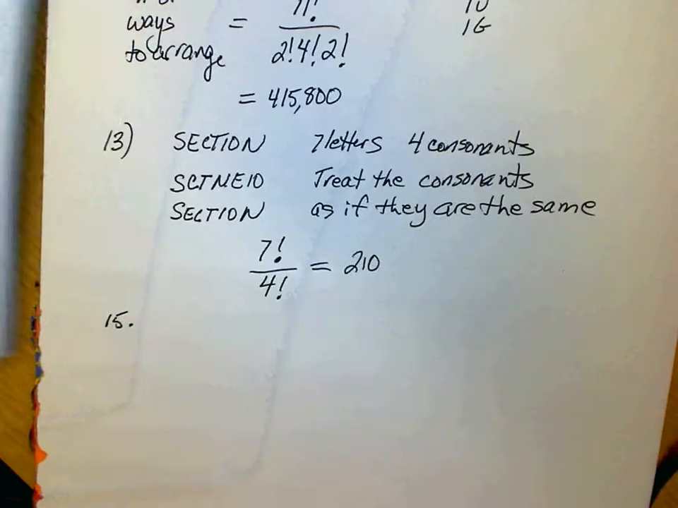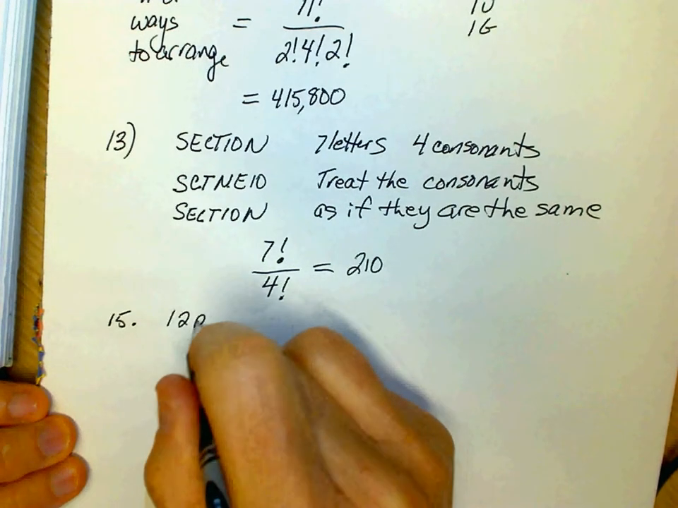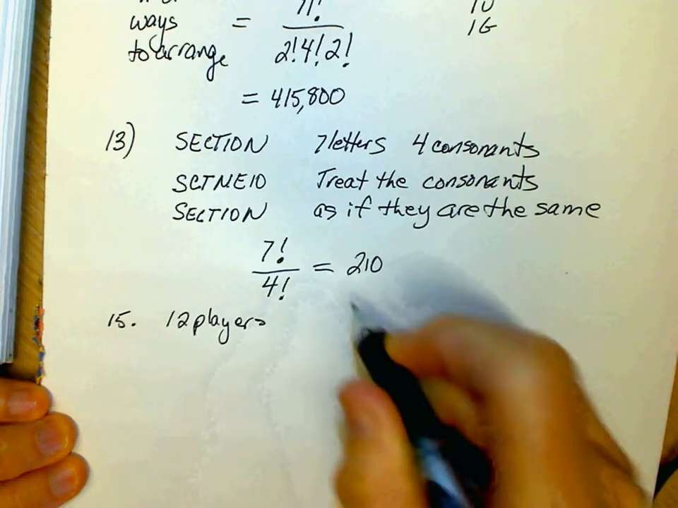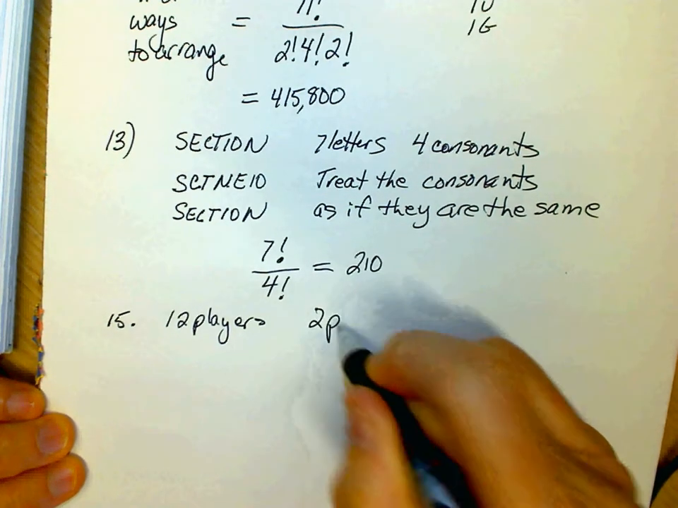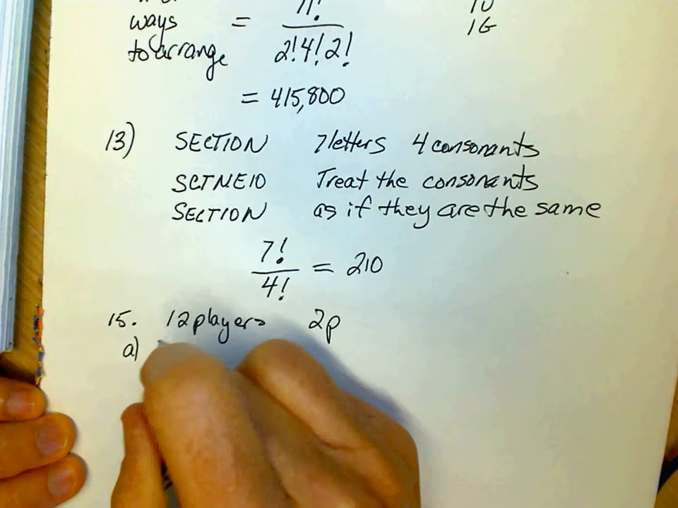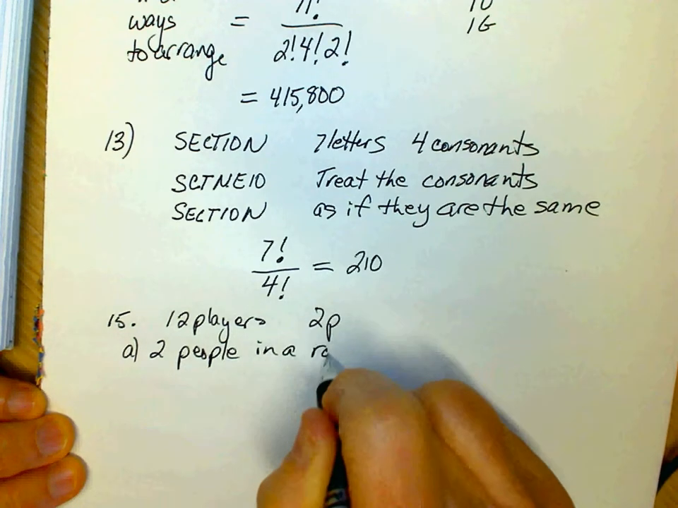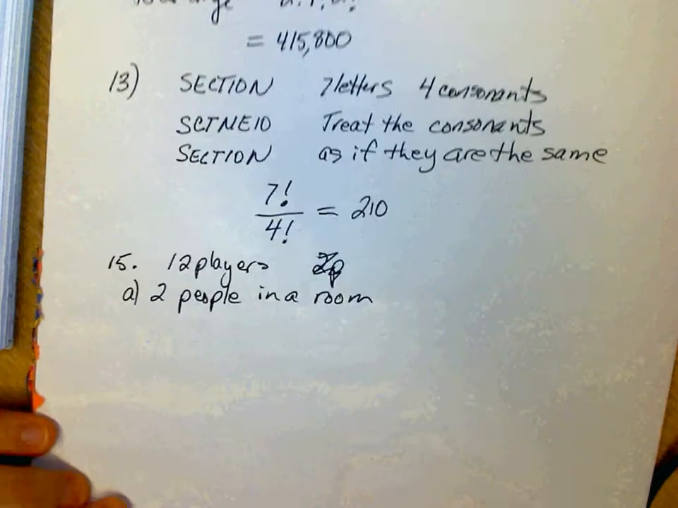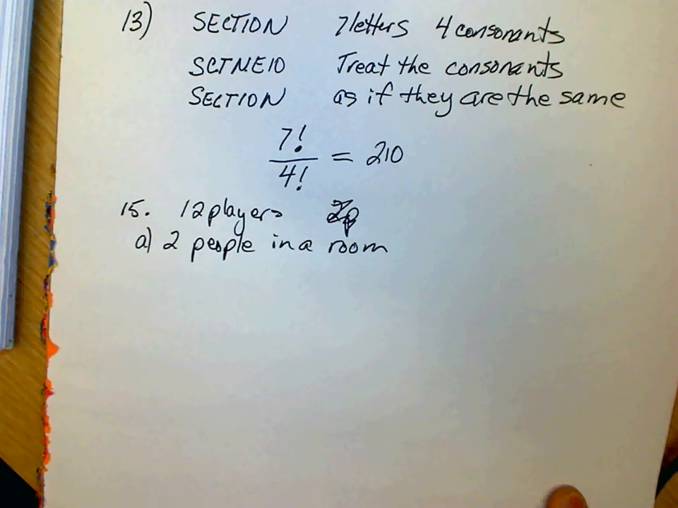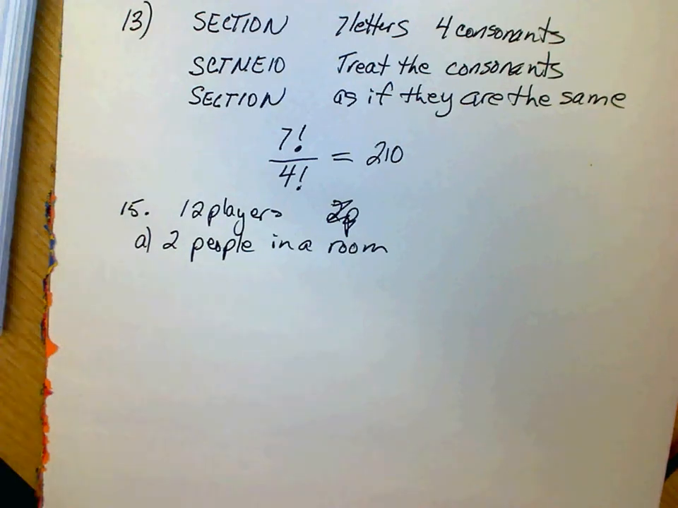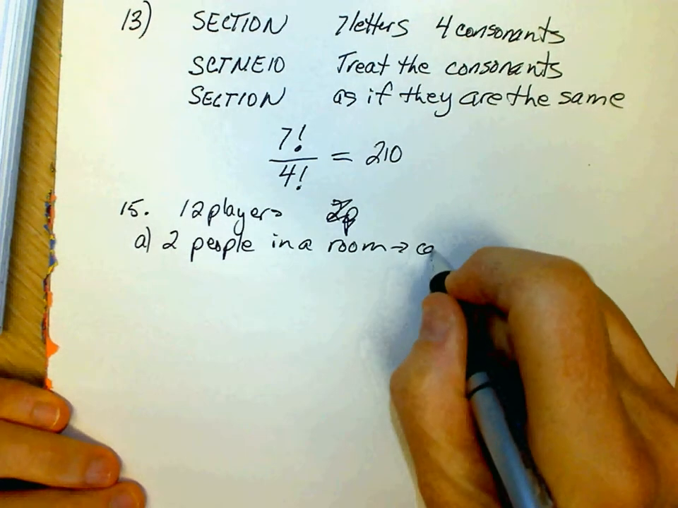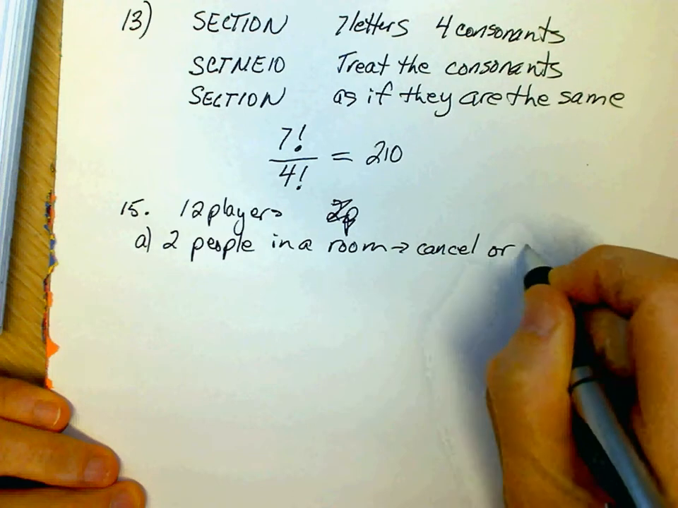Okay, so we have 12 players, and we have 2 people in a room. That's for part A, 2 people in a room. So if we put 2 people in a room, do we care what order they go in a room? Do we care if Bob goes in before Henry or Henry before Bob? No, we don't care. So we're going to cancel their order or divide out their order.